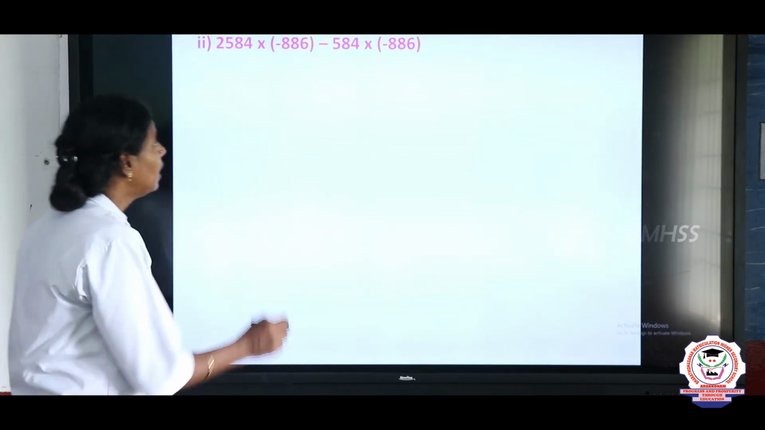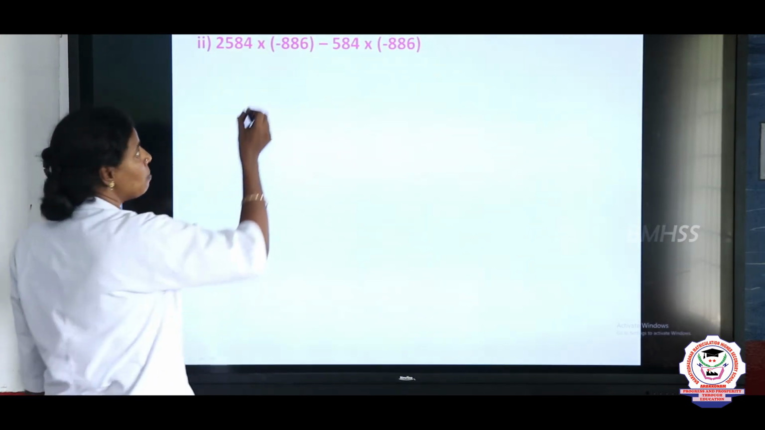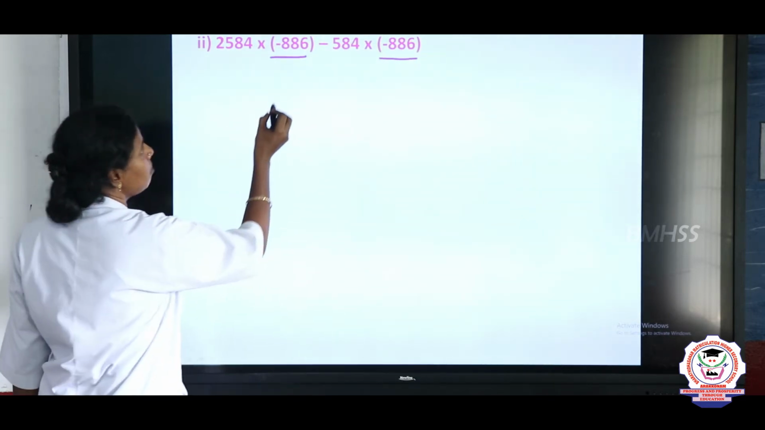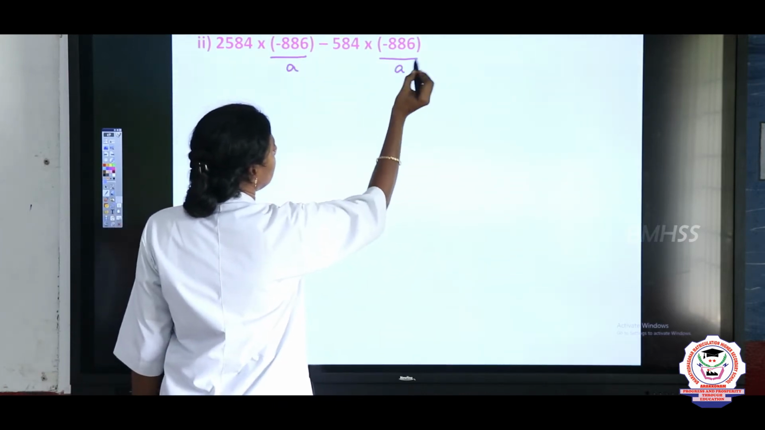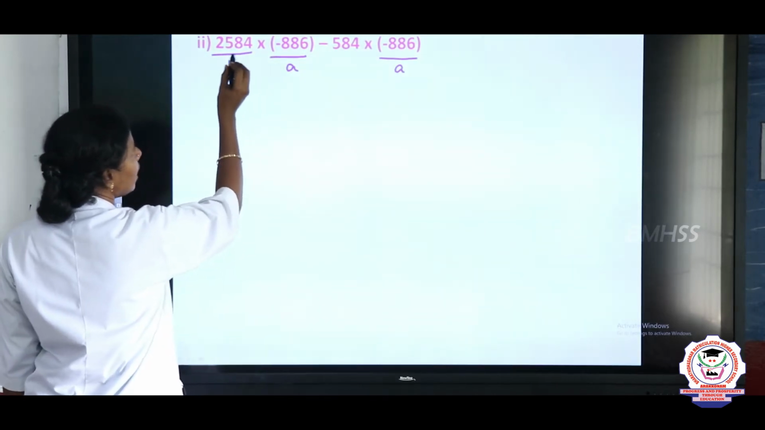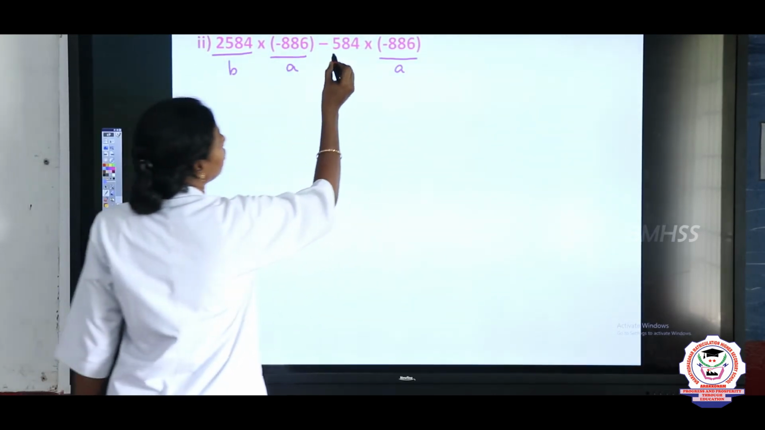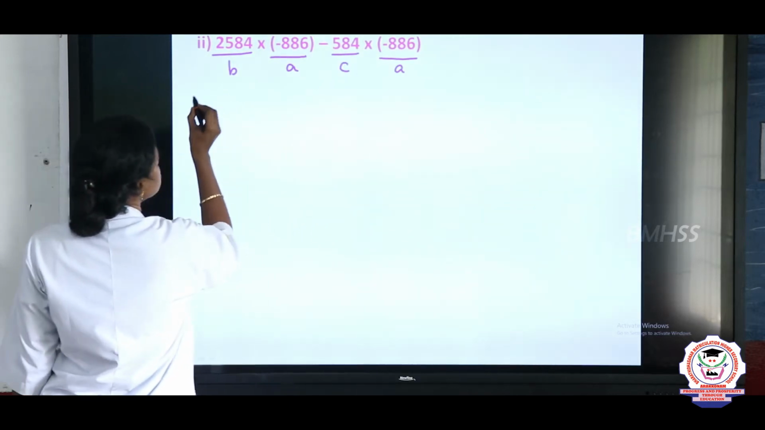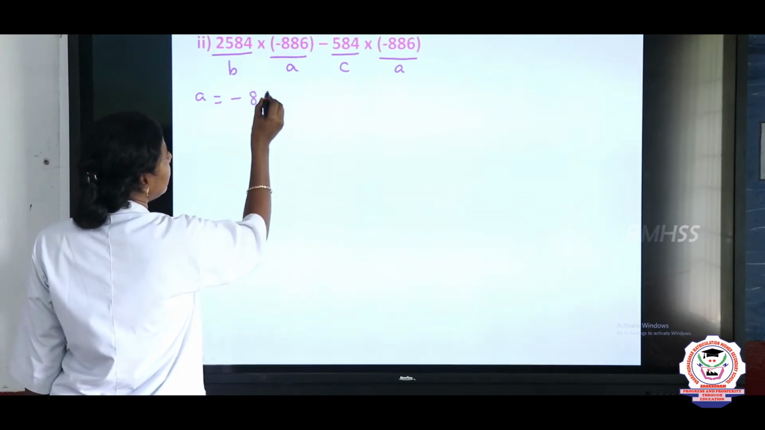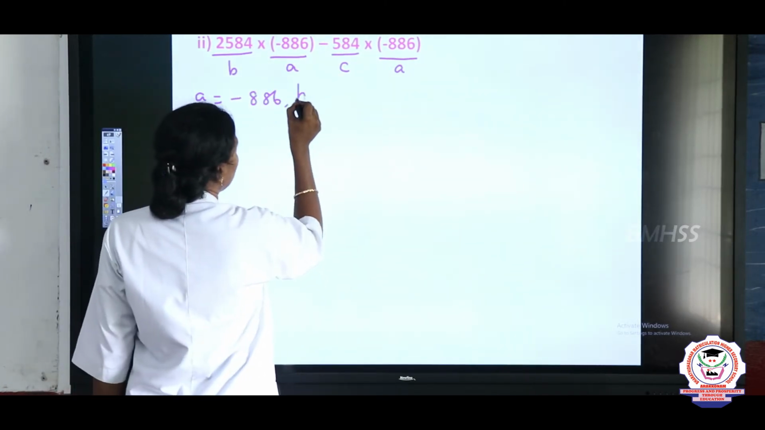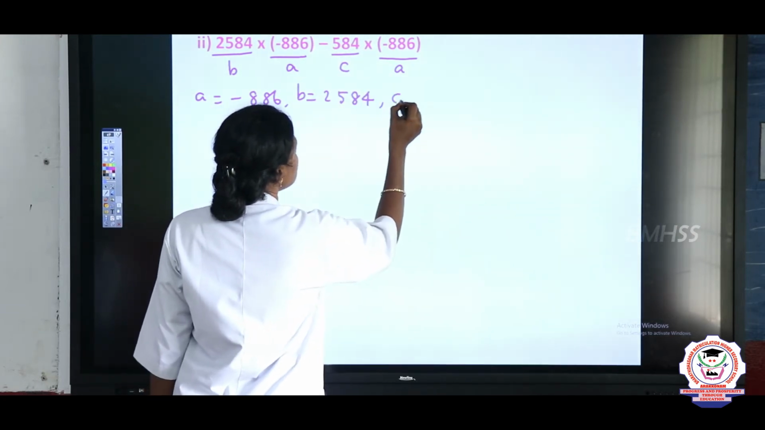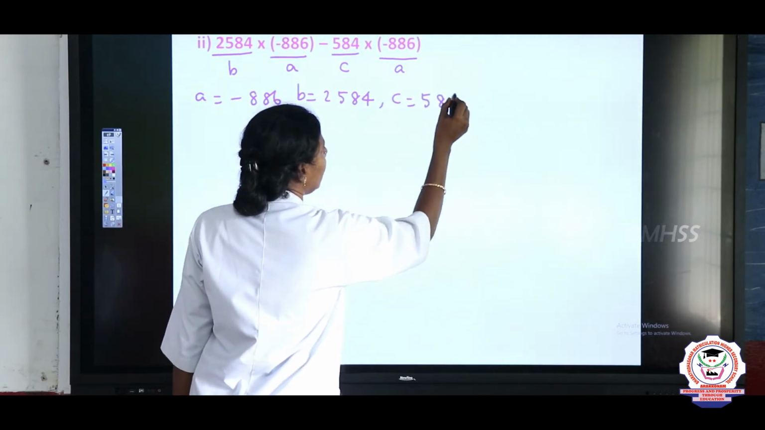In this given sum, two numbers are the same. Which two numbers? Two integers are the same: minus 886. Both these numbers are the same, which we will consider as A, because A into B minus A into C. So, this 2584 is B and 584 is C. First, we will write the values of A, B, C. A value is minus 886 and B value is 2584 and C value is 584.